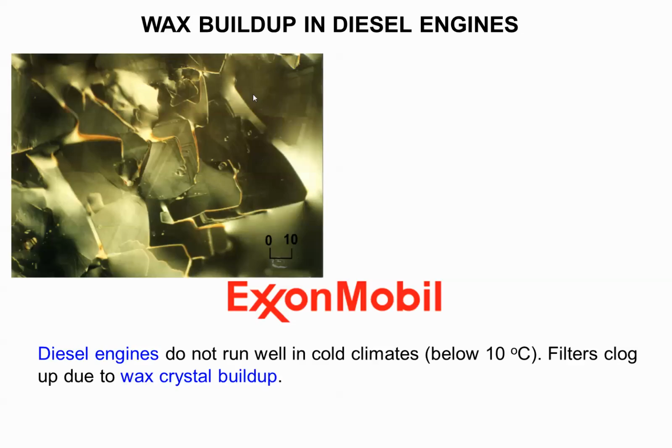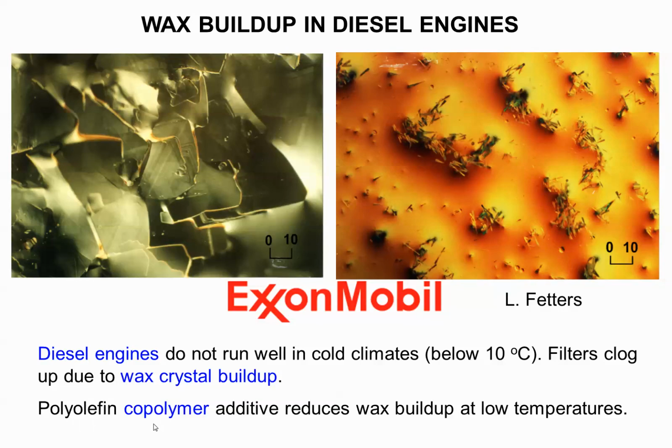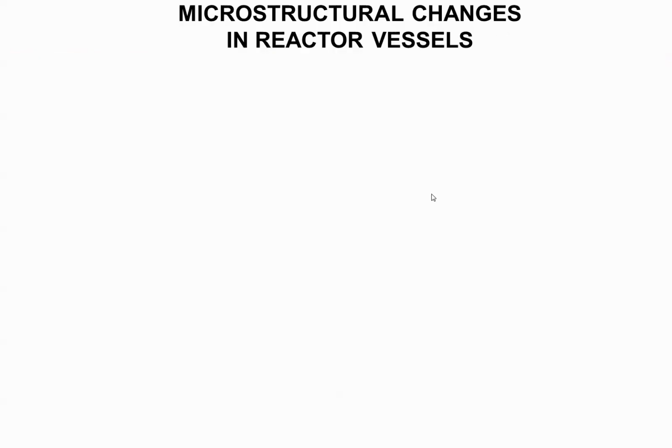Let's look at a few applications in small angle neutron scattering, like wax buildup in diesel engines. Diesel engines do not run well in cold climates. Filters clog up due to wax crystal buildup. This is a collaboration with ExxonMobil. Adding polyolefin copolymer reduced the wax buildup, like we see here, micrograph of before and after adding the copolymer. We see that there is no more wax. SANS was essential in determining the structure before and after adding the copolymer.